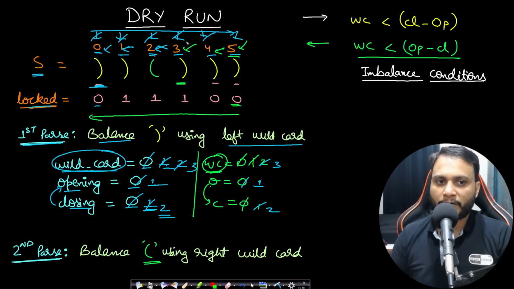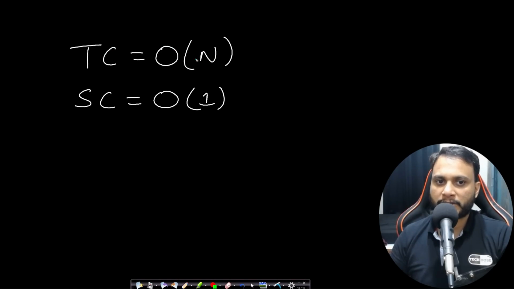Since I did not find any imbalance moving from left to right and also from right to left, I will be returning true, saying that it can be balanced. So this is the entire dry run, and I hope you were able to understand it. In this case, we are doing a 2 parse solution. So it will be 2 times n, which is order of n, and the space complexity is order of 1. Let's now look at the code.